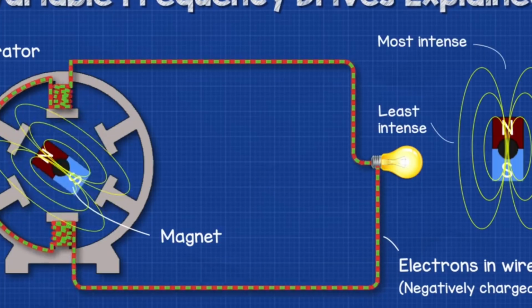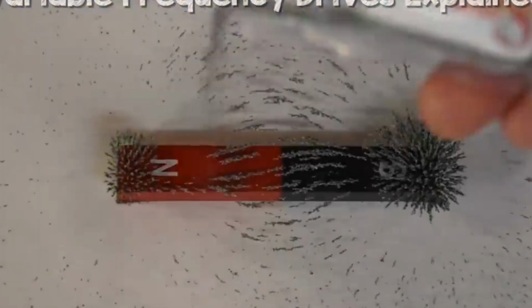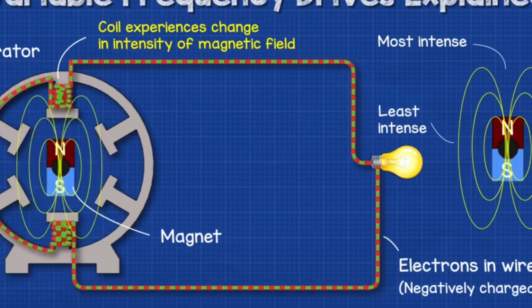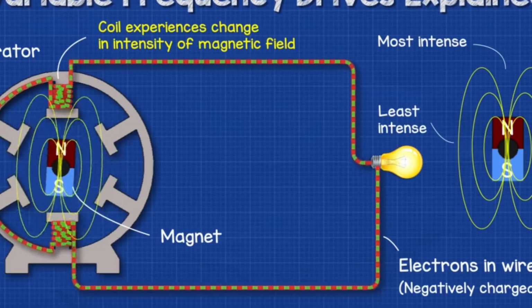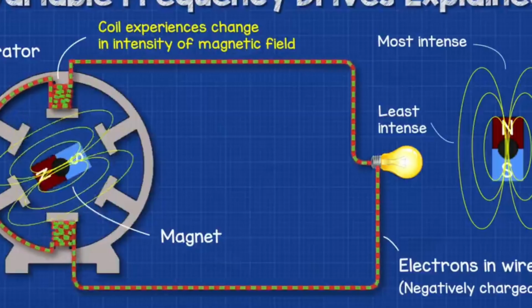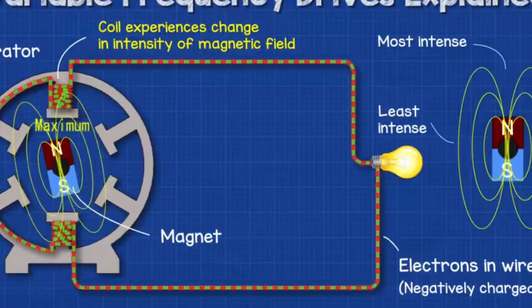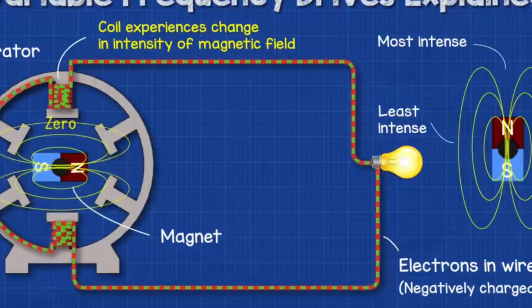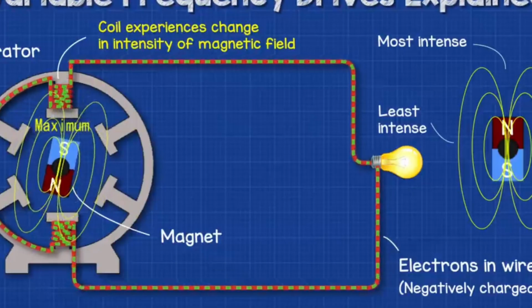The magnetic field of the magnet varies in intensity, and we can actually see the magnetic field lines by sprinkling some iron filings over a magnet. So, as the magnet rotates past, the coil will experience a change in intensity of the magnetic field, and this will be from 0 up to its maximum intensity, and then as it passes the coil, it will decrease again back to 0. Then the negative half comes in and pulls the electrons backwards with the same change in intensity.